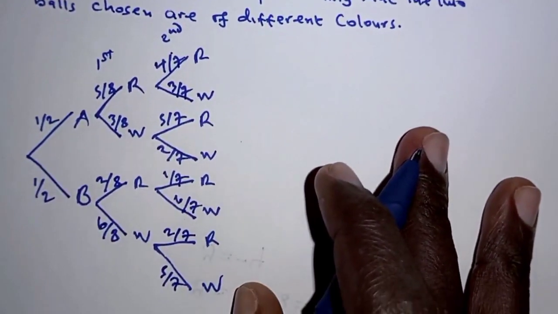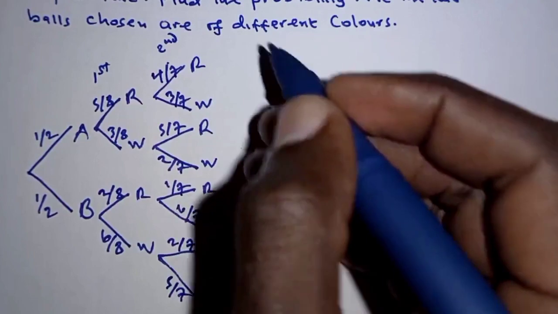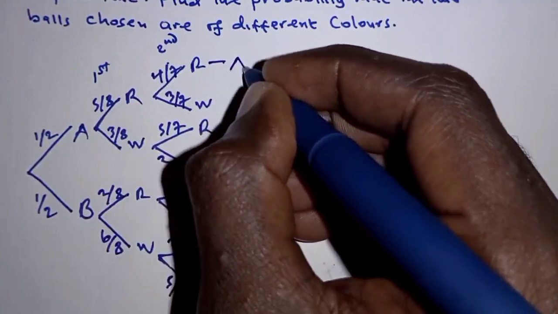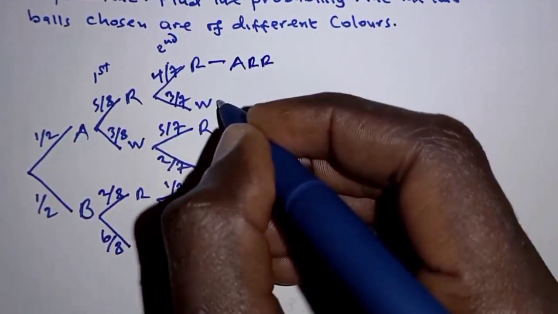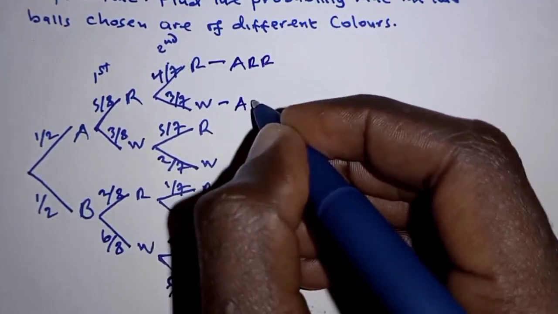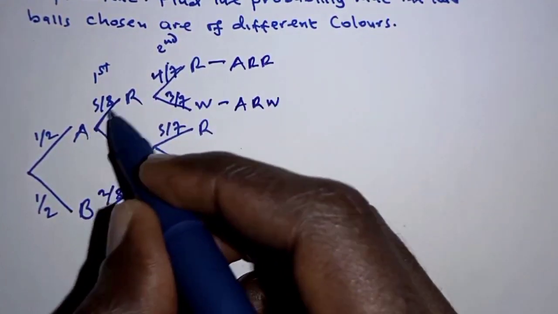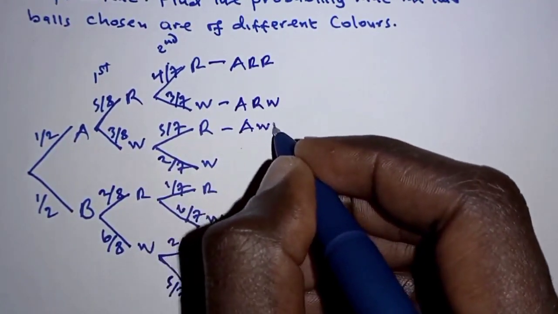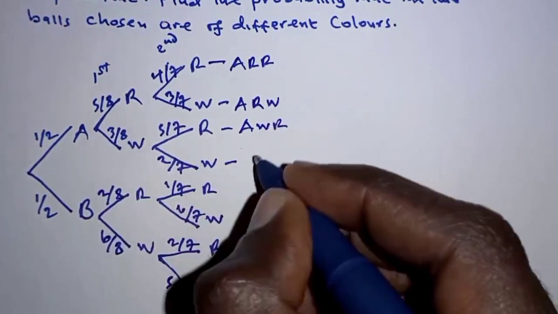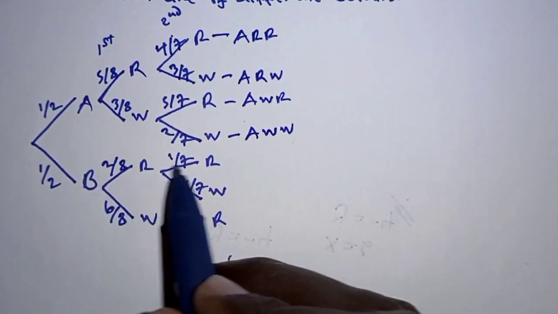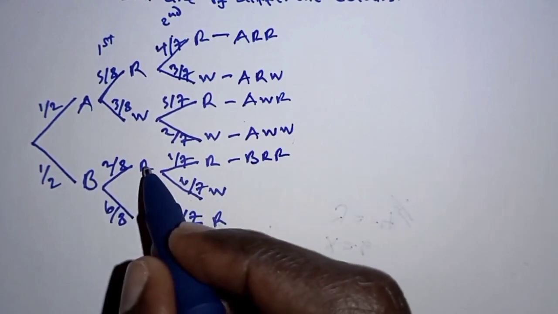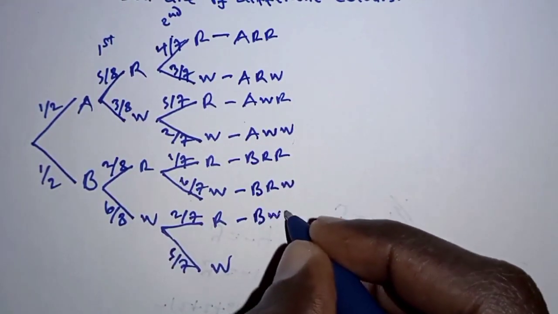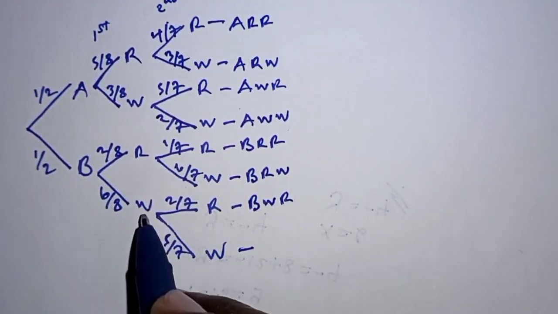Now from this tree diagram, we can have the sample space, that is a list of possible outcomes. For this first part, we have picking from bag A, and both of them are red. Picking from bag A, the first one is a red, followed by a white, so just following this path. Here we have A, white, red. You have A, white, white. B, red, red. Here B, red, white. Then B, white, red. And finally B, white, white.